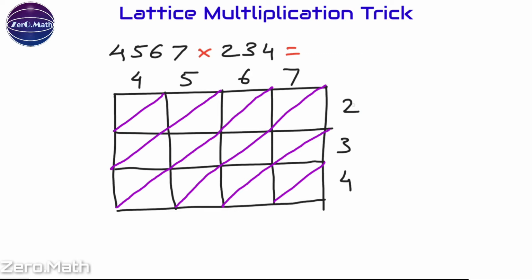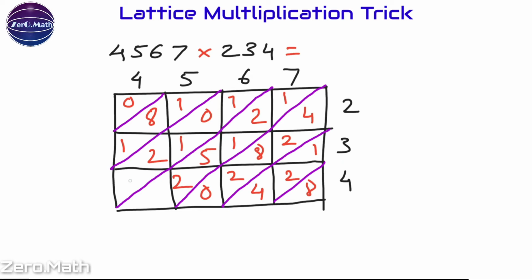Let's multiply 7 into 2 and write down the result in the first box. 6 into 2, 12, 5 into 2, 10, 4 into 2, 0, 8. 7 into 3 is 21, 6 into 3 is 18, 5 into 3 is 15, and 4 into 3 is 12. 7 into 4, 28, 6 into 4 is 24, 5 into 4 is 20, and 4 into 4 is 16.